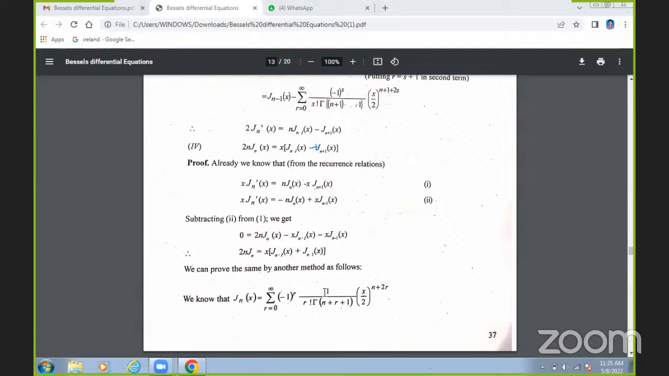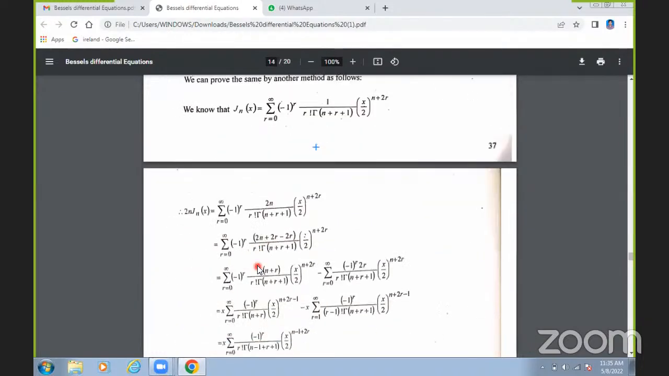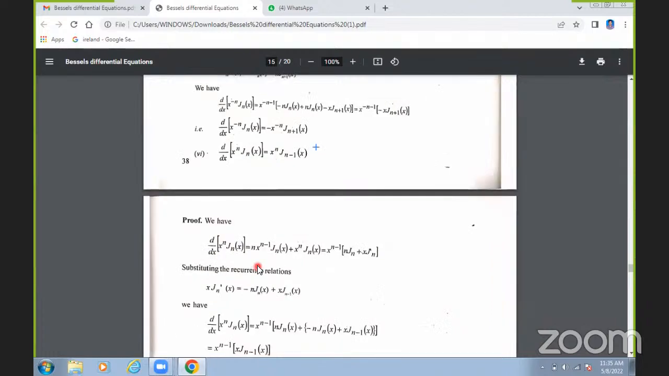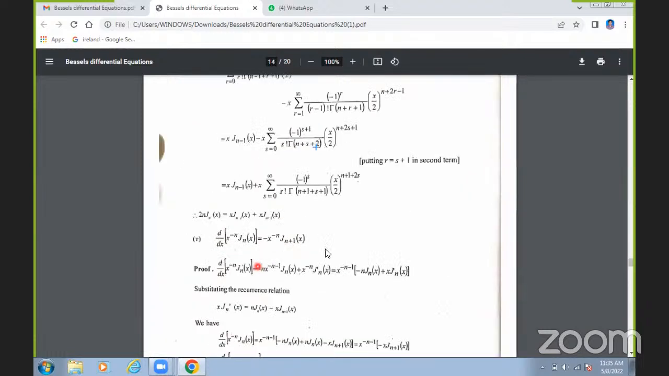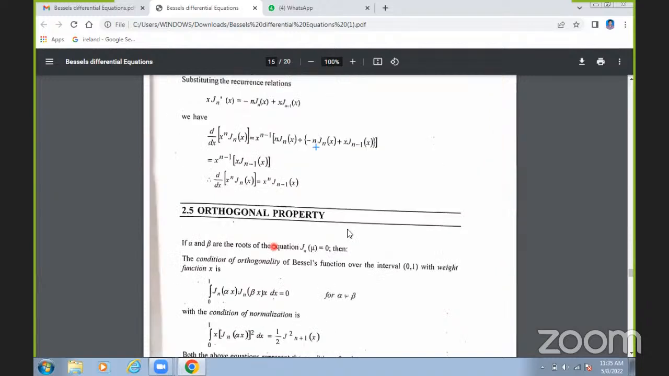We also have an alternate method. In the other method, we have to write all the J dash n of x and Jn of x values. Go through this. The fifth recurrence relation is simply the differentiation of these, which we have proved here. You go through this on your own, because each and every one cannot be done in class. So we have completed the recurrence relations.